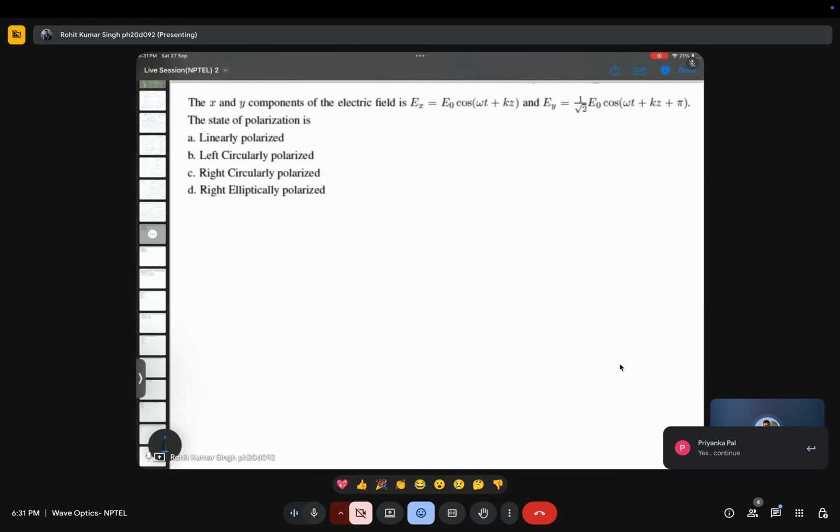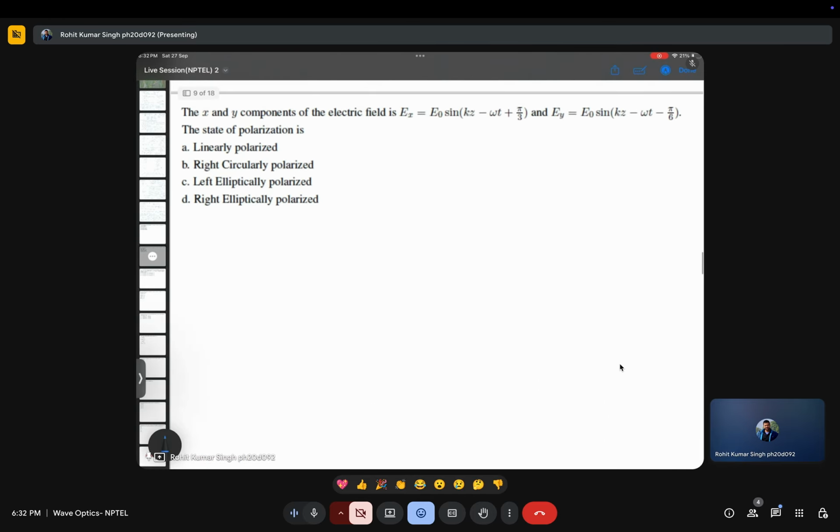The first problem: the x and y components of the electric field are given. The state of polarization is, okay, this one is very simple. So what is the difference? Linearly polarized. Okay, how? Because the phase difference is m pi. So it is linearly polarized. Great.